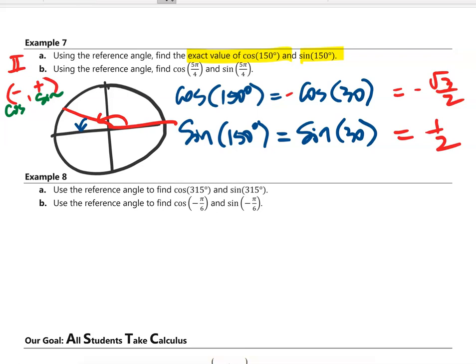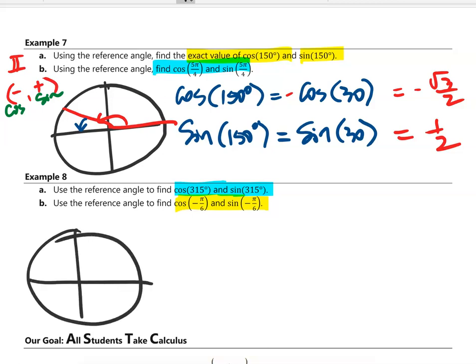Okay, I'll let you try to work on letter B for cosine 5 pi over 4 and sine 5 pi over 4. Then for example 8, I'll let you also try to work on letter A, cosine 315 and sine 315. And I'll show you letter B, find cosine of negative pi over 6 and sine of negative pi over 6.